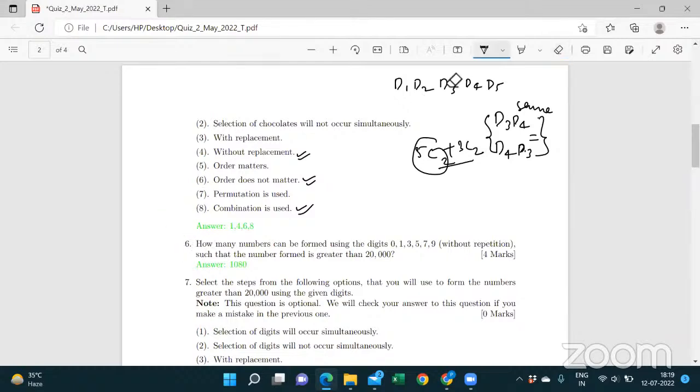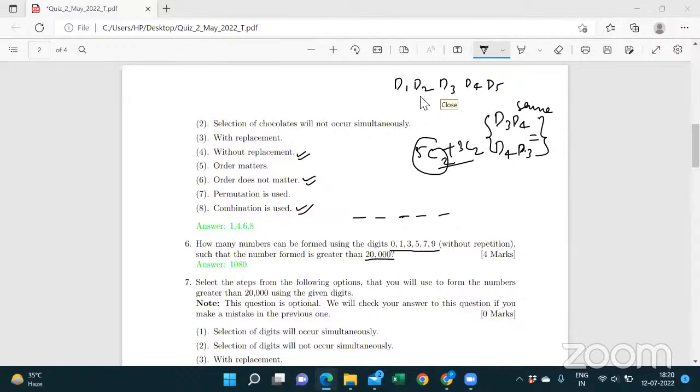Yes. See, what is the question actually? How many numbers can we form using these digits which are greater than 20,000, right? So for being greater than 20,000, let's take the first place. We have 5 digits, 3, 4, and 5. So at the first place, how many ways do we have? 4, sir.